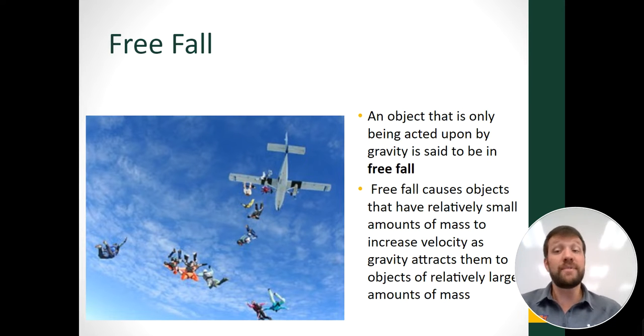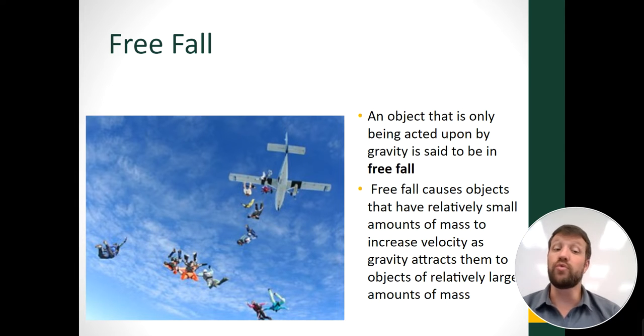All right, objects in free fall. To go to how gravity directly affects things, an object that is only being acted upon by gravity is said to be in free fall. This is what happens if you were to just hold an object and release it, or let something fall off a cliff, or have people who want to skydive jump out of a plane. That is how these are being affected and how their velocity increases.